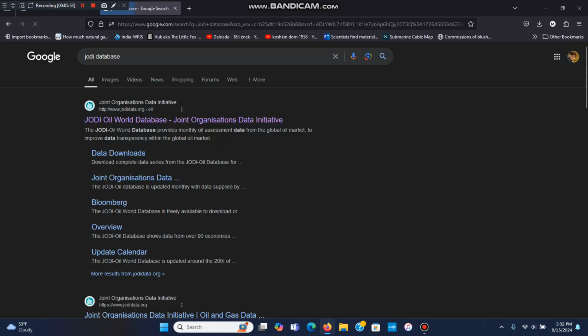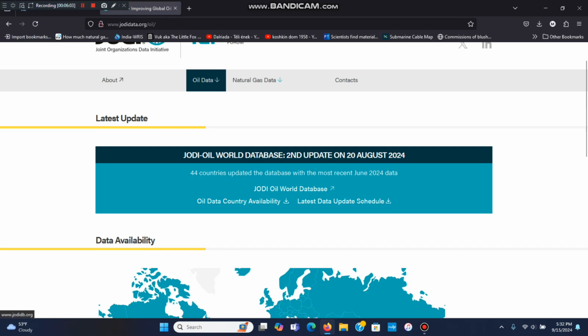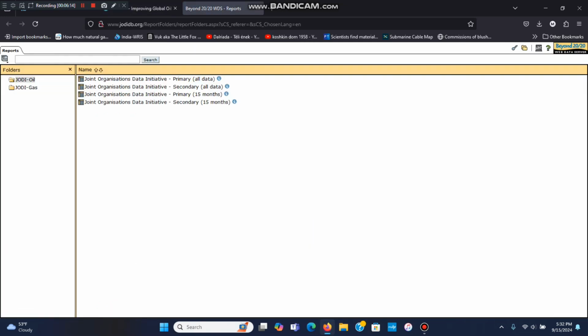For a lot of the oil demand data, what you're going to want to go to is the JODI database. So if you look that up, this should be the first result, the Joint Organizations Data Initiative. So you go to the JODI Oil World database, and they also have natural gas data as well. In this one specifically, we're looking at the oil stuff, but we'll go to natural gas in a minute, and I'll show you how to work some of the math on that.